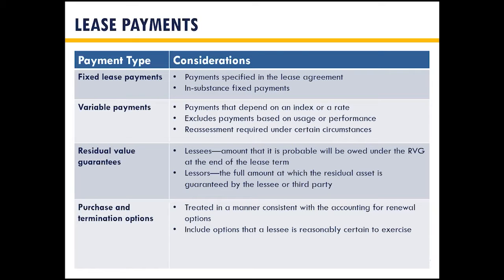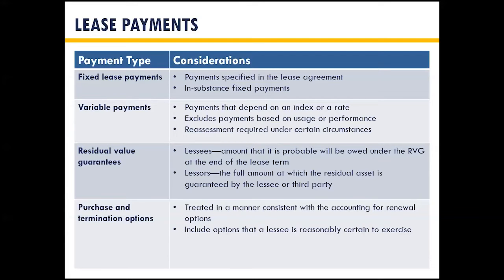So if we're reasonably certain to exercise an option to purchase the underlying asset, that buyout option, that dollar amount will be included in these payments. Well, then also on the flip side, if we're reasonably certain to terminate that lease at the end of a period and there's a penalty for termination, that amount would also be included.